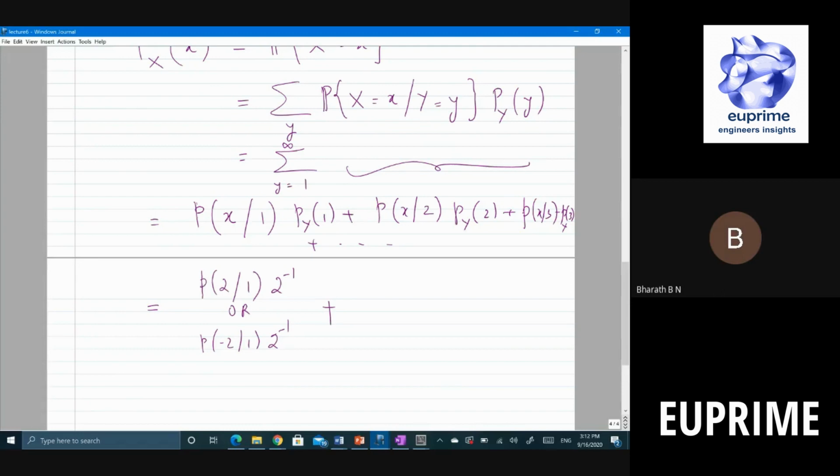What about the second one? Y equal to 2. What is the answer? Sir, 4 or minus 4. Minus 4. Sir, X can be 4. 4, right? Sir, 4.